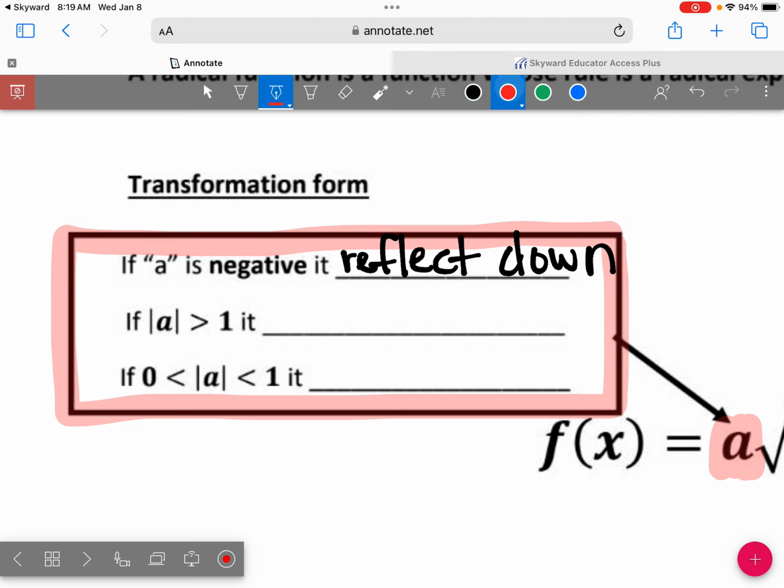If it is bigger than 1, I'm going to write. So this is what this means. If it's bigger than 1. So if that A value is bigger, and I'm sorry, my little stylus is really having a hard time writing. If that number is bigger than 1, it's going to make our graph stretch.